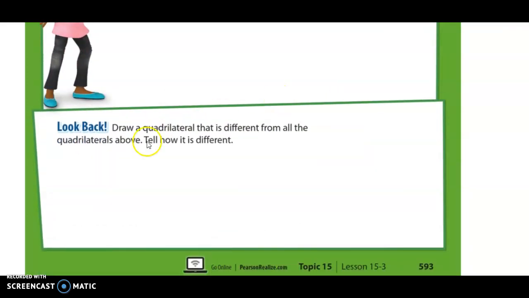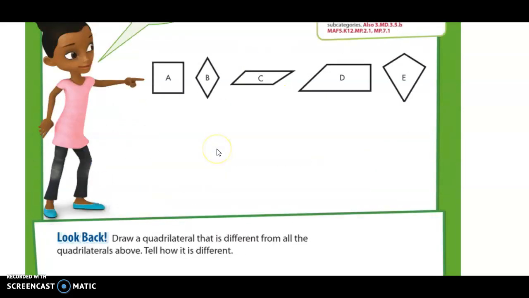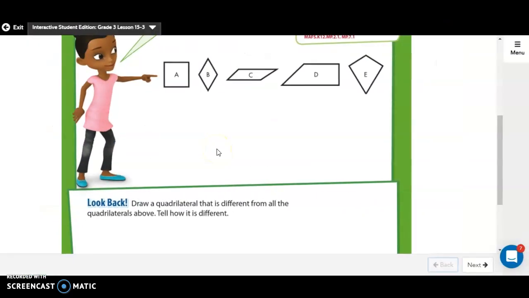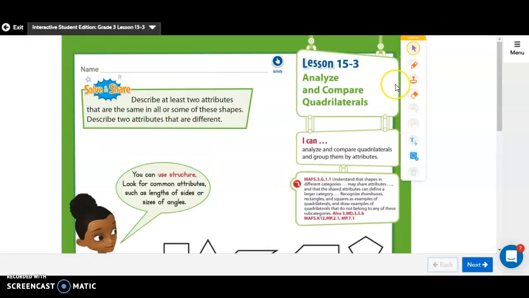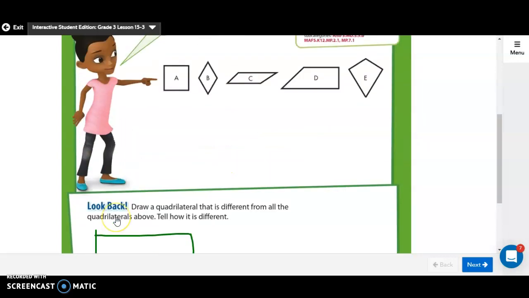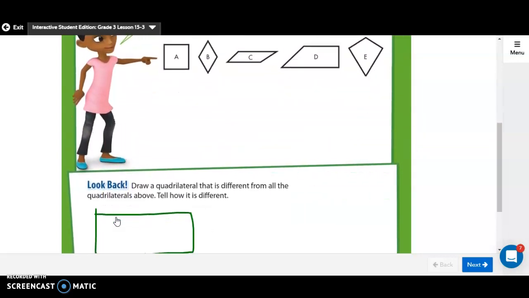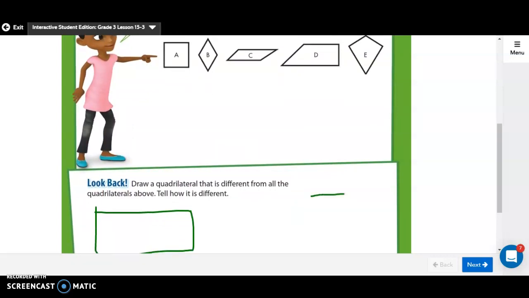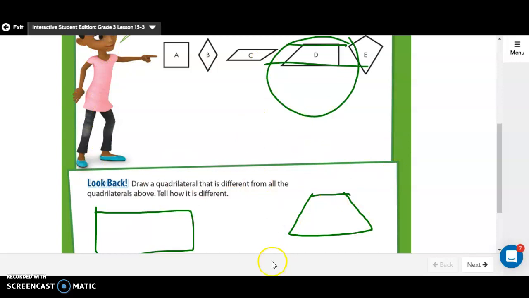This is something that you might want to pause and try to challenge yourself to do, to draw a quadrilateral that's different from all the quadrilaterals above, and then tell how it's different. We just said a minute ago that none of those were rectangles, so that might be a quadrilateral that I draw down here because it's different than all of these above. You could also draw something completely different. Just a regular trapezoid would be fine, even though this one is a trapezoid because it has one set of parallel sides. But a regular trapezoid looks a little bit more like this with two slanted sides.